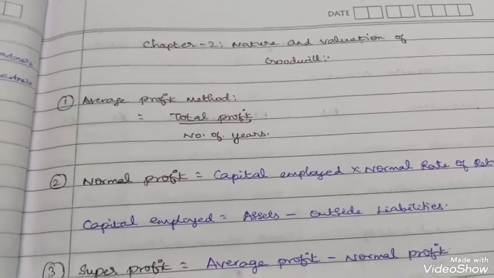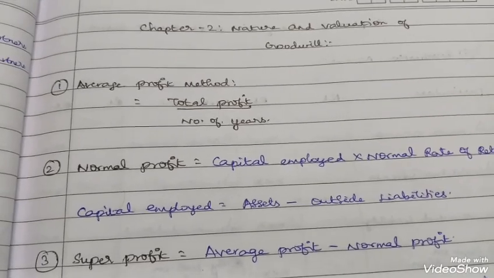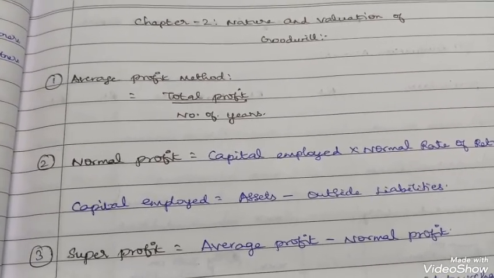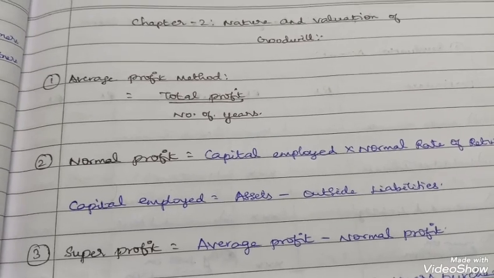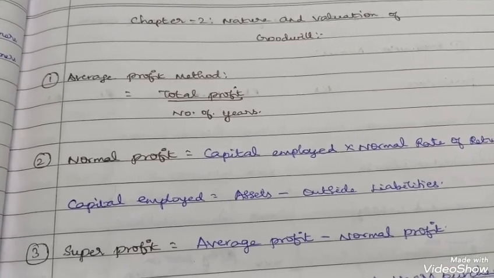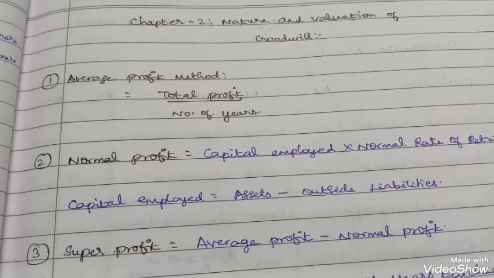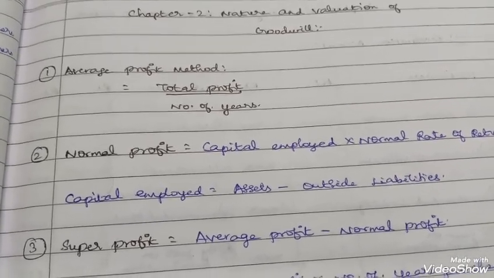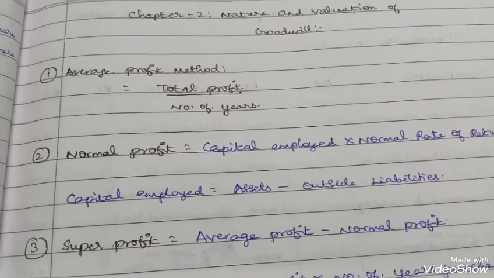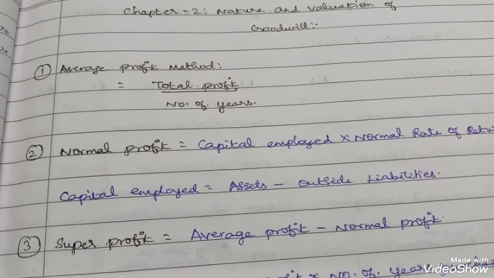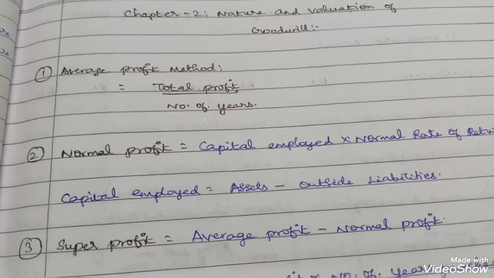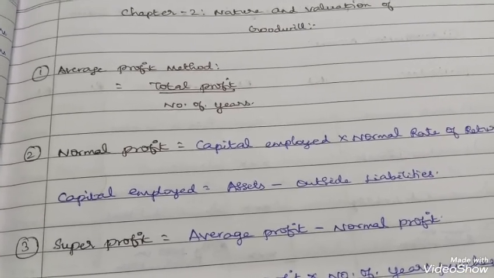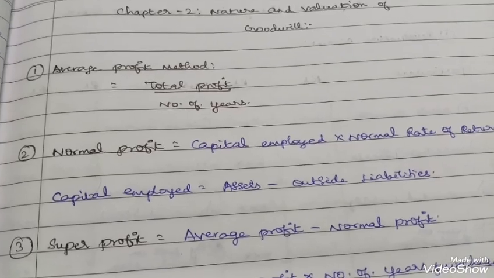The total profit has to be calculated by adding the profit of several years. Suppose a particular year is showing a loss, you subtract that loss from these profits, but you have to count that year also in the number of years. Some students will have a doubt: since it is a loss, do we have to count that year for the number of years or not? I am telling you, you have to count that loss year also for the number of years.